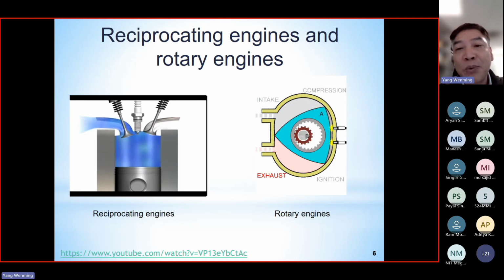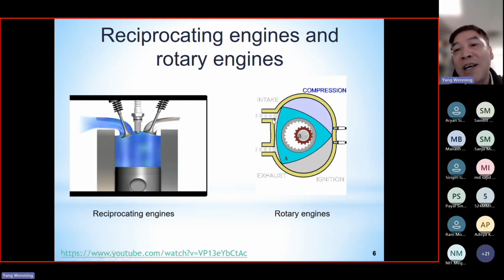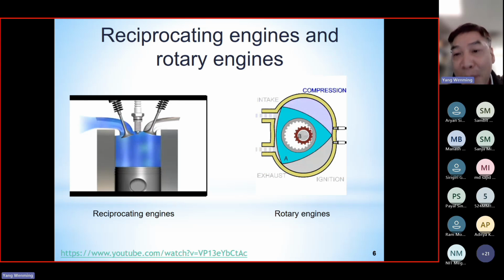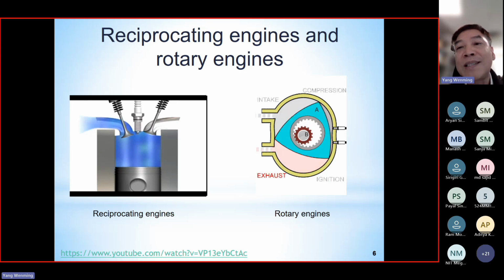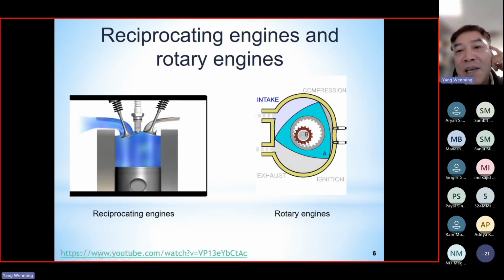Comparing these two designs theoretically, the rotary engine is able to produce more power. Because in this design the fresh charge is delivered to the engine continuously, more fuel will be burned in the rotary engine, which means more energy and more power will be produced. This is the theoretical result. However, this kind of design also has some shortcomings or disadvantages.